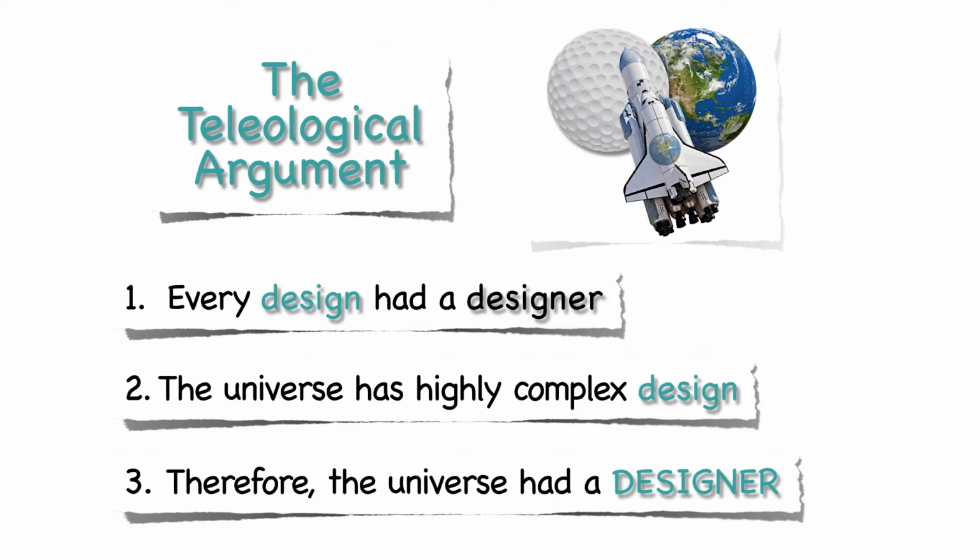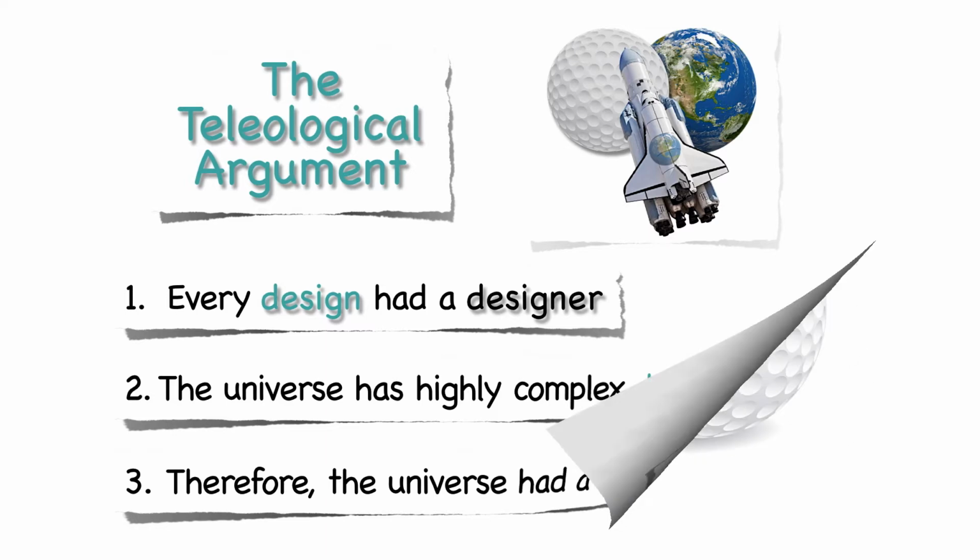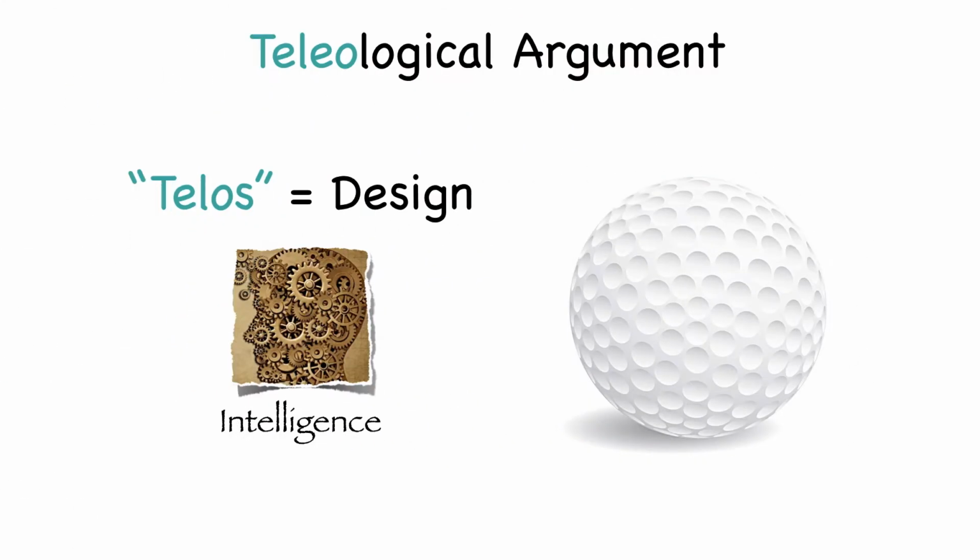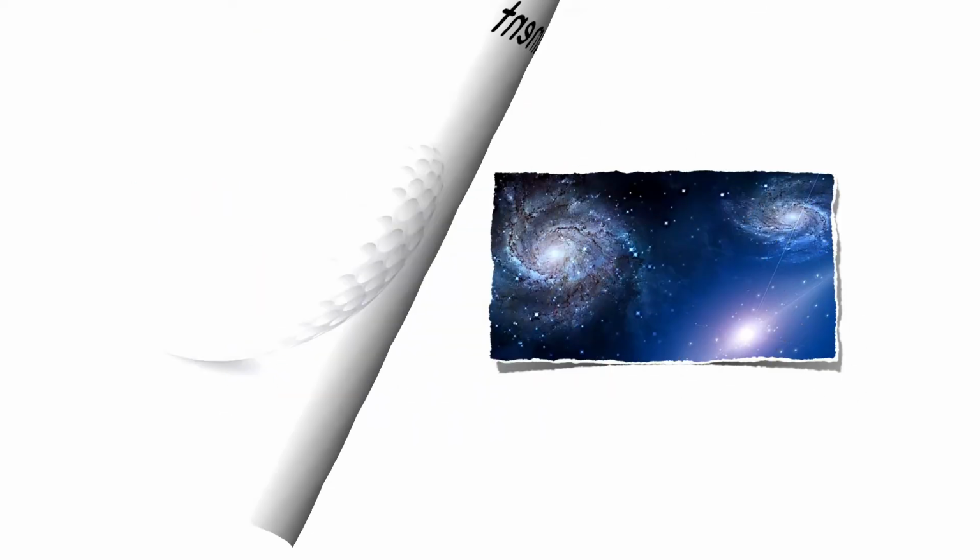As far as number 2, if it can be proved, and it can, as we'll see in this video, if it can be proved that the universe has highly complex design, then the conclusion number 3, that the universe had a designer, will naturally follow. By the way, the word teleological comes from the Greek word telos, which means design. Let's begin to look now at our amazing planet and the universe.